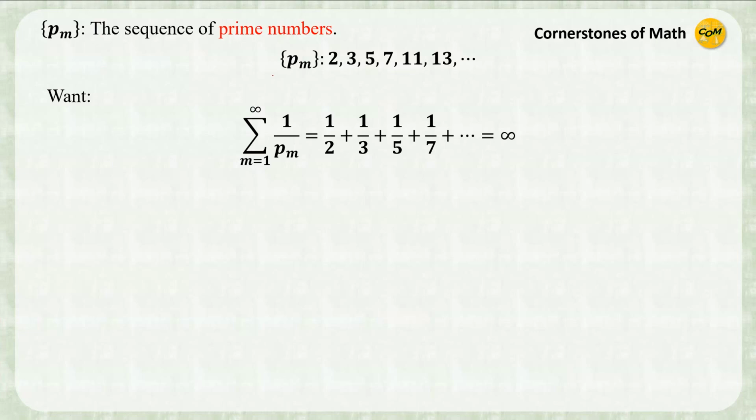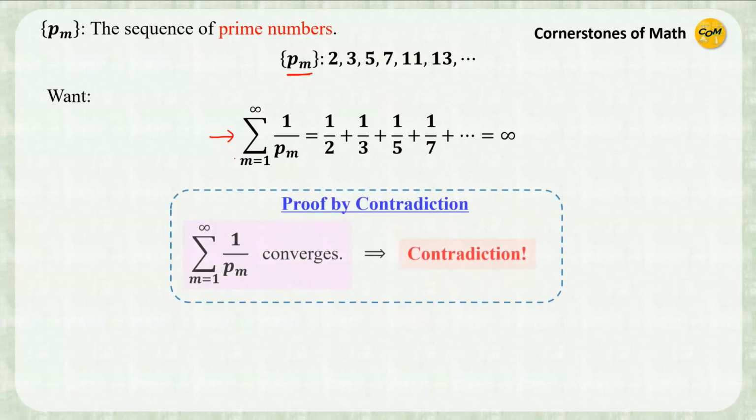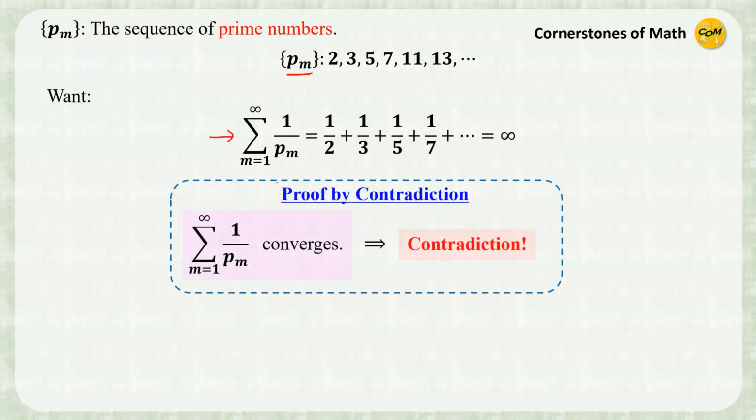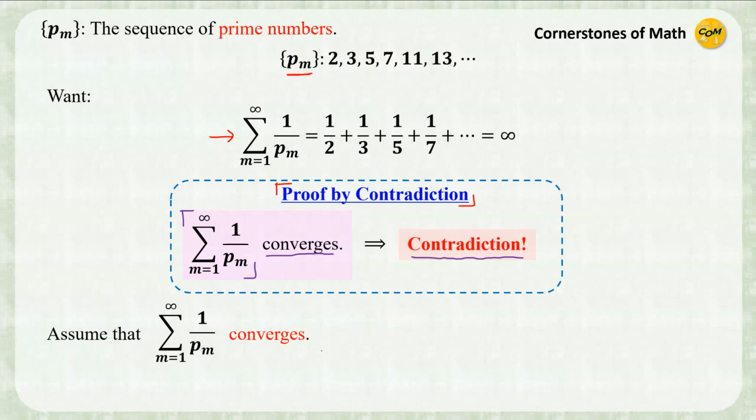In this video, let us denote the sequence of prime numbers as Pm. Then we want to prove that this series of 1 over Pm diverges. We are going to use the good old proof by contradiction method. That is, we assume that this series converges, and we are going to show that contradiction occurs under that assumption. So as a starter, let us assume that this series converges.